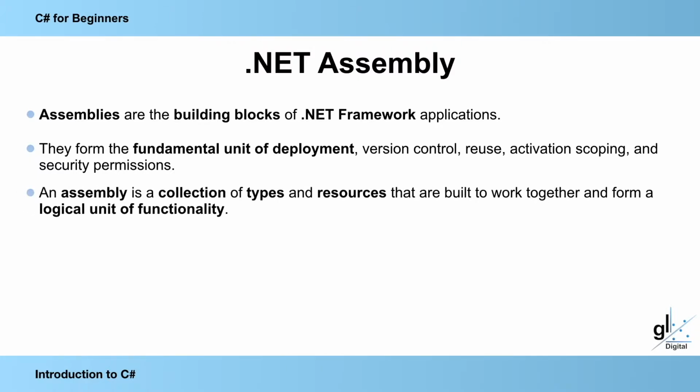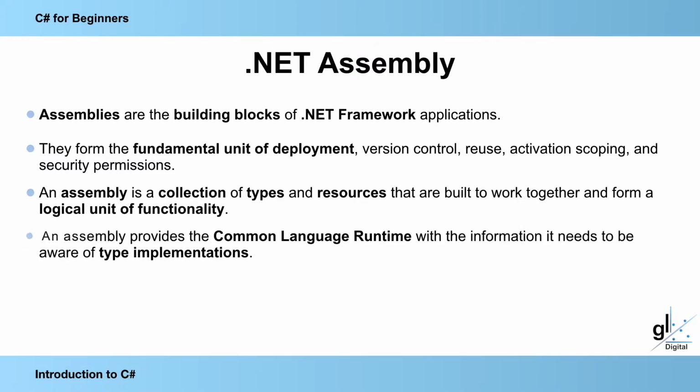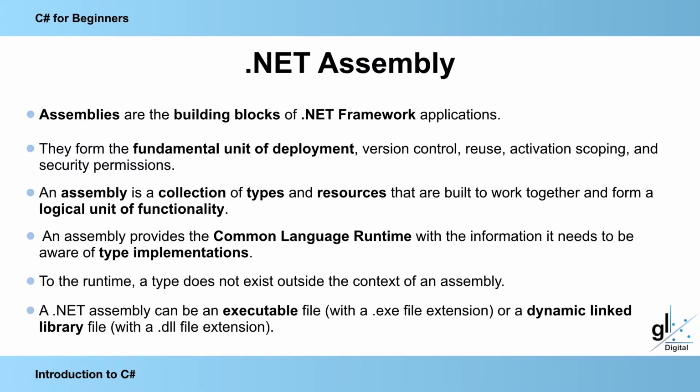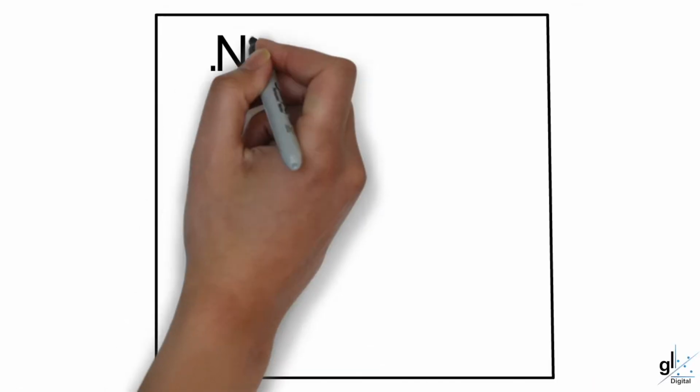An assembly is a collection of types and resources that are built to work together and form a logical unit of functionality. An assembly provides the common language runtime with the information it needs to be aware of type implementations. To the runtime, a type does not exist outside the context of an assembly. A .NET assembly can be an executable file with a .exe file extension or a dynamic link library file with a .dll file extension. Let's take a quick look at the makeup of an assembly.